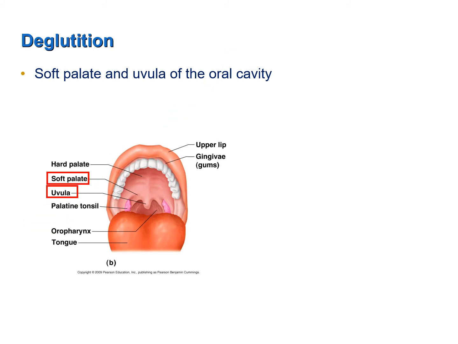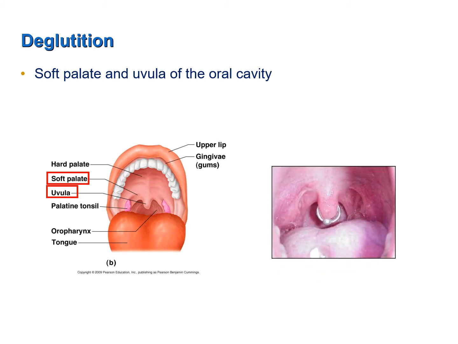And if just simply having a uvula isn't enough for you, you can always have that uvula pierced, as this person did.